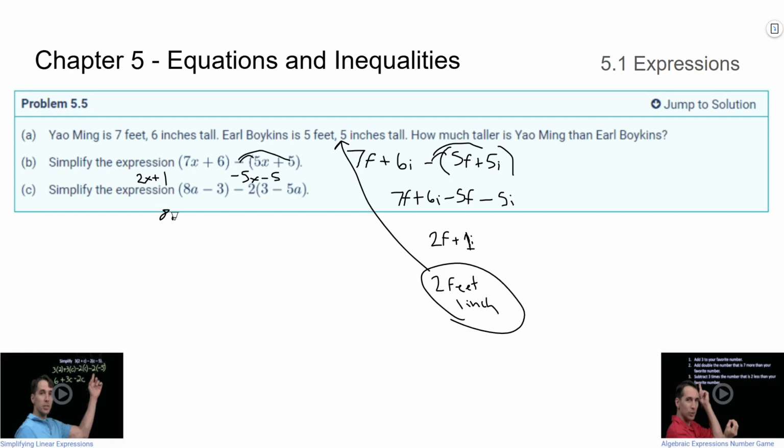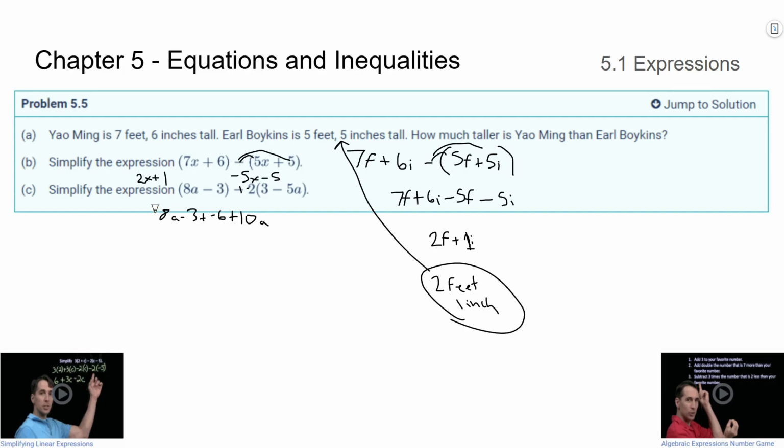So 8a minus 3. Distribute the negative 2. Bring that negative along with you. Don't forget that. You can also change this to addition and make sure you realize that that 2 is a negative 2. So I'll do that for now. I'll say plus, it's going to be negative 6. And negative 2 times negative 5a is going to be positive 10a.